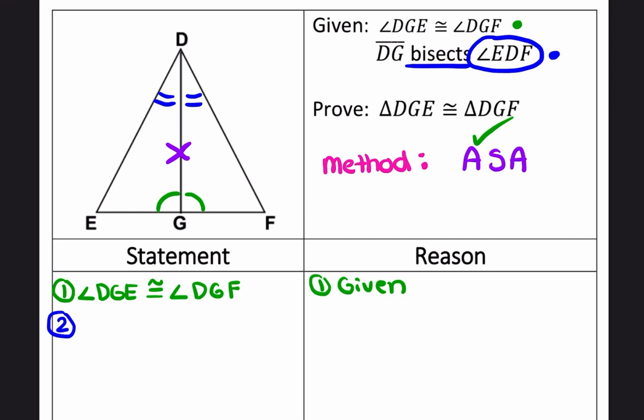Now I'm going to write my second given. My second given is that DG bisects angle EDF. And that's given. This is not a one and done given because this here is not telling me that an angle is congruent to an angle or a side is congruent to a side. So I can't cross off or check off a side or an angle. So I need another statement after this.